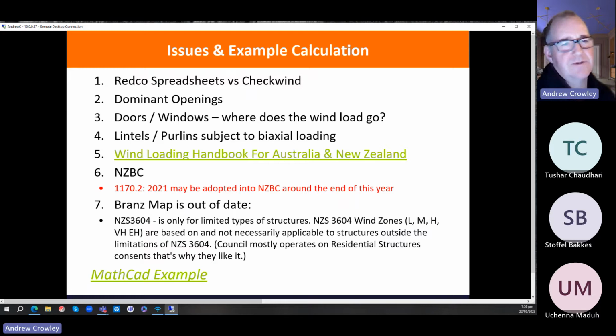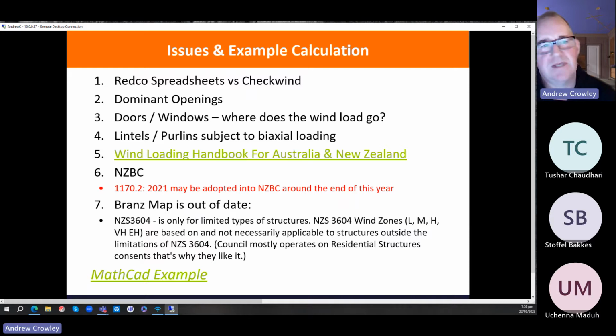Don't forget the doors and windows. If you are saying that you don't have dominant openings, then your doors and windows have to be designed to withstand the wind pressures, the design wind pressures on them. And we put this little caveat in our design features report that doors and windows need to be designed to withstand these loads, and that's usually a separate person's job.